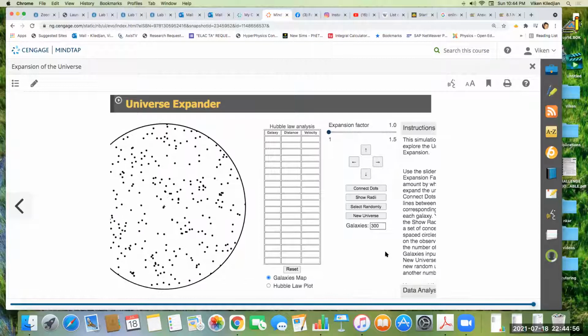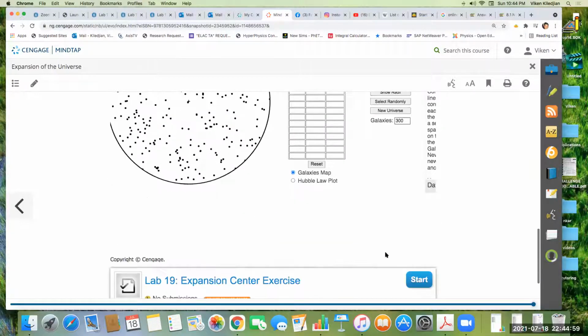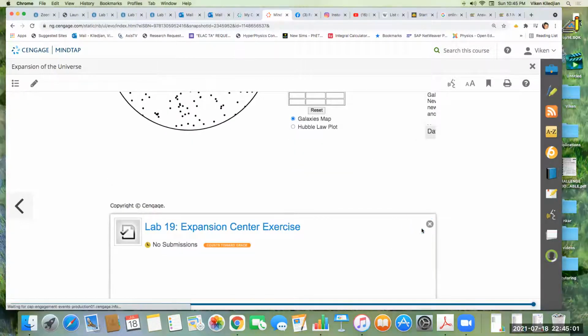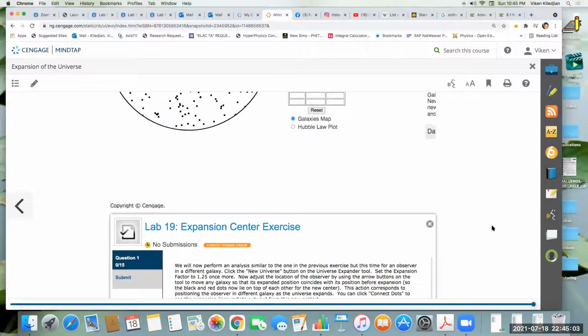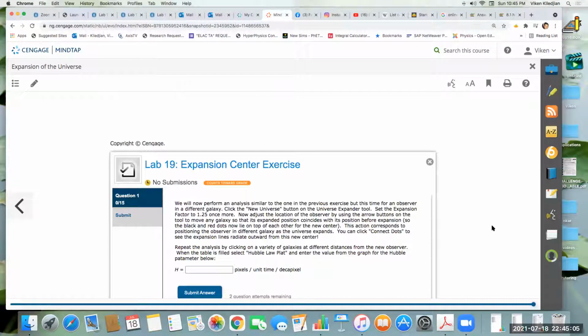Okay, so pretty much it's the same Universe Expander. Universe expansion exercise. We will now perform an analysis similar to the one in the previous exercise, but this time for an observer in a different galaxy. Click the New Universe button on the Universe Expander tool. Set the expansion factor to 1.25 once more.